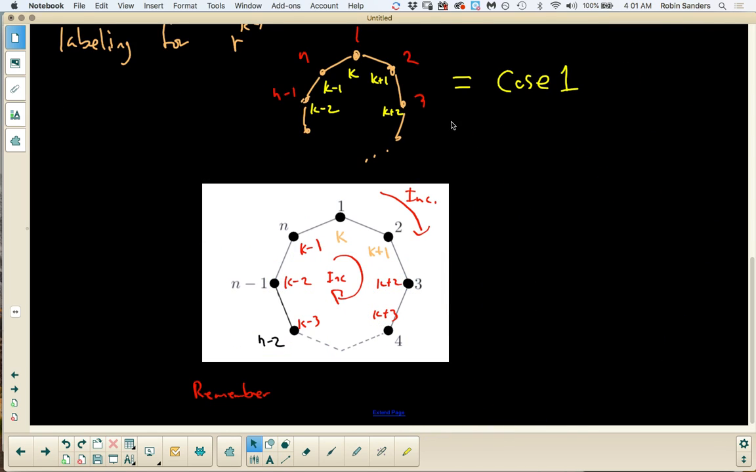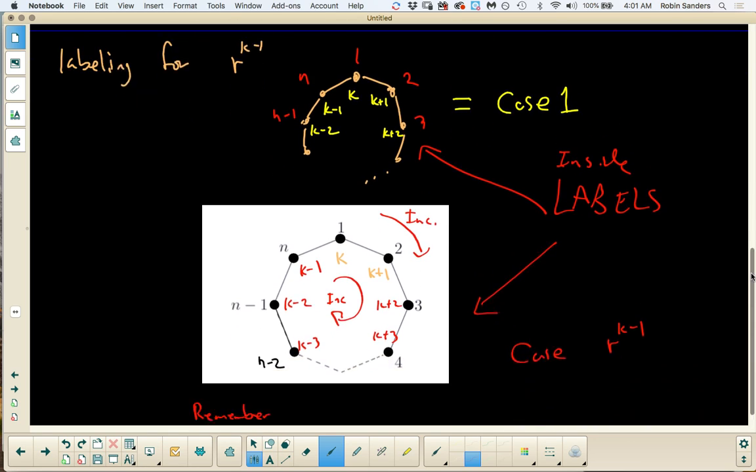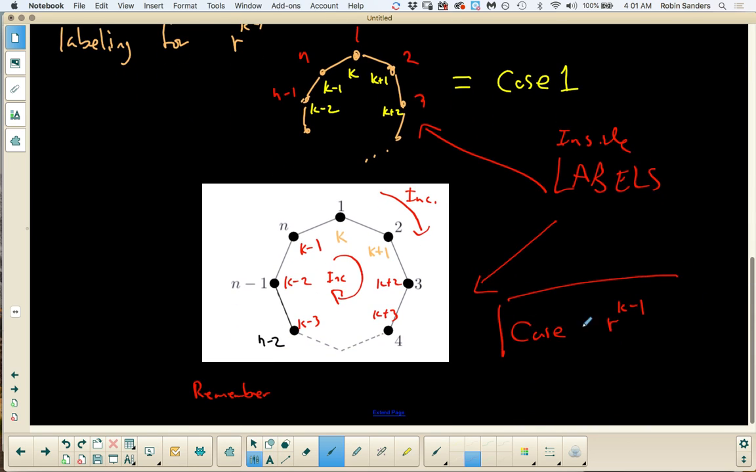And if I compare the inside labels here to the inside labels here, we've got the same labels. So case 1 is just r to the k minus 1. Now, if we look very carefully, I want you to remember that. Case 1 is r to the k minus 1.